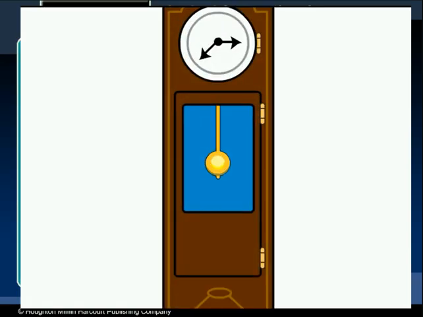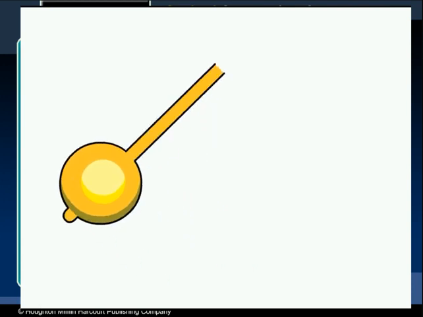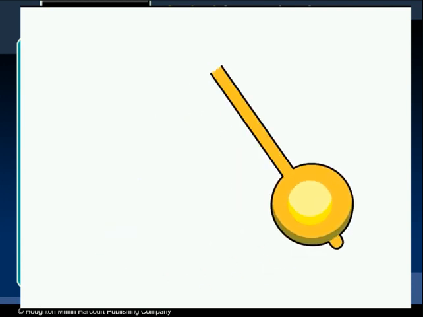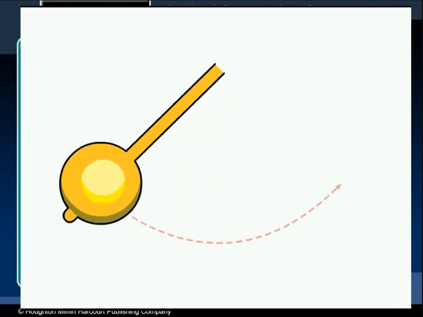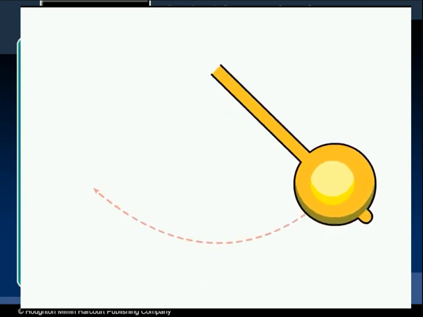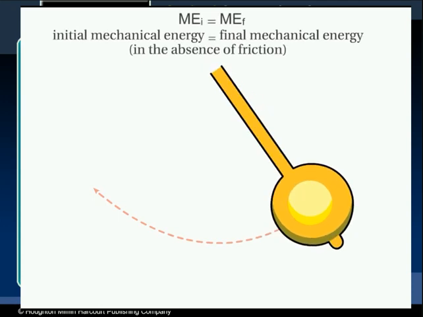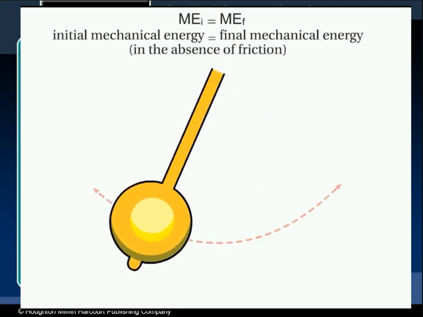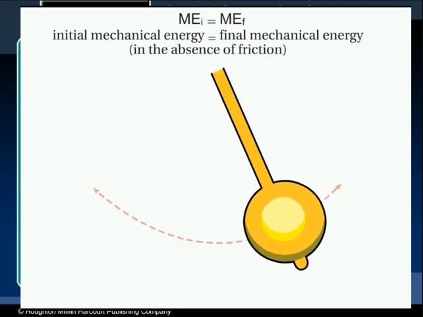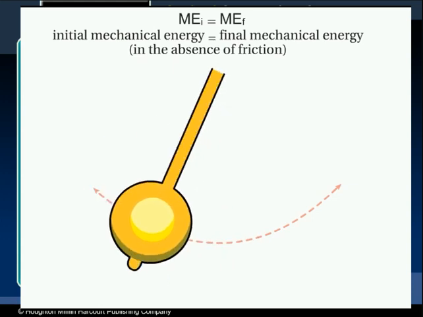The mechanical energy is the sum of the kinetic energy and all the forms of potential energy associated with an object or group of objects. In the absence of friction and any other external forces, the total mechanical energy remains the same. This principle is called the conservation of mechanical energy.